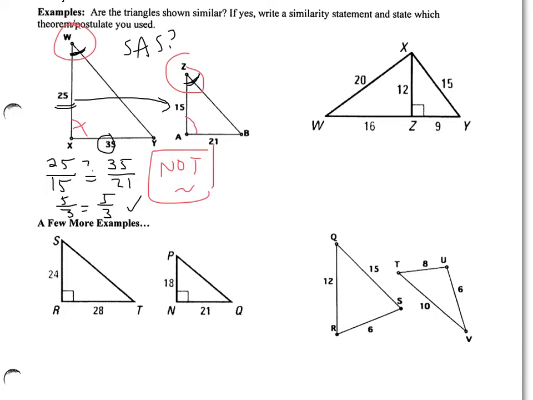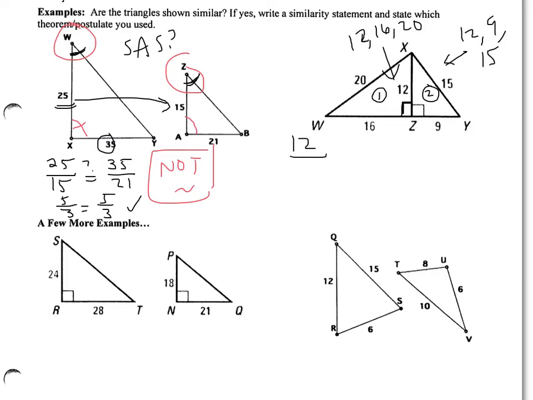Let's look at the next one. Are the triangles similar? If yes, write a similarity statement and state which theorem or postulate you used. Okay, so I'm looking at triangle 1 on the left and triangle 2 on the right. Well, they both have a right angle, so they both have the A. We just have to check the sides around it. Okay, so this left triangle has sides of 12, 16, and 20. This right triangle has sides of 12, 9, and 15. Let's see if they're proportional.